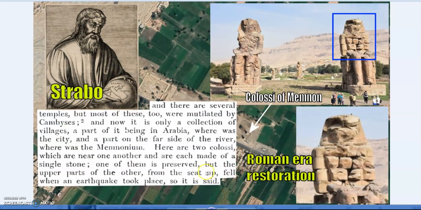Strabo again speaks of these. There are several temples, but most of these too were mutilated by Cambyses. Now it is only a collection of villages, part of it being in Arabia. Cambyses was a Persian king who invaded Egypt and did a lot of destruction.